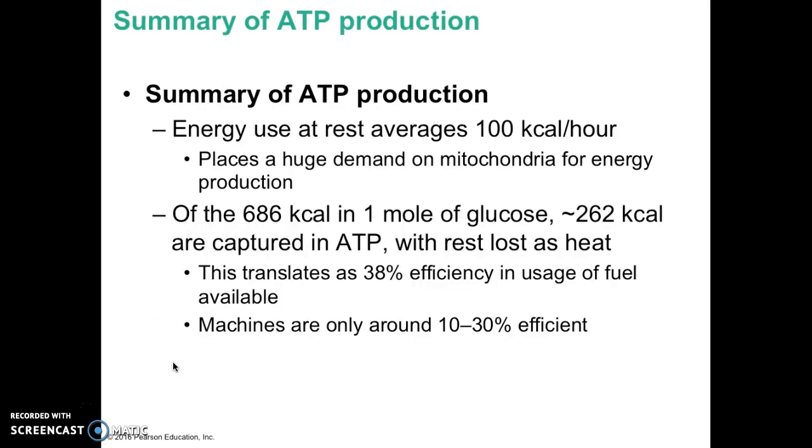To summarize, energy use at rest averages 100 kilocalories per hour, so this places a huge demand on mitochondria for energy production. Of the 686 kcals in 1 mole of glucose, about 262 kcals are captured in ATP, with the rest lost as heat. This translates as a 38% efficiency in usage of fuel available. Machines are only around 10 to 30% efficient.